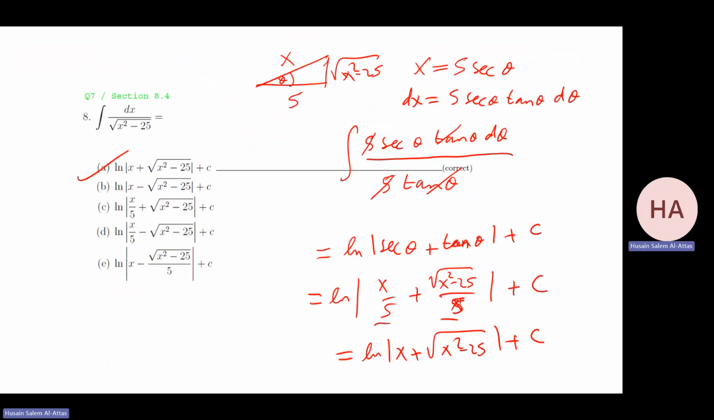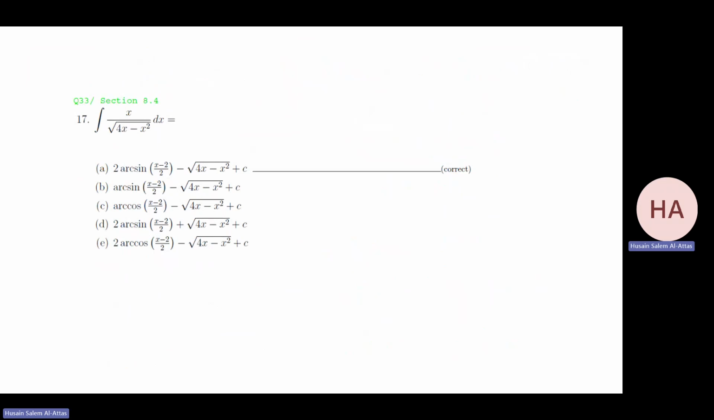Okay, still have a good number of functions. Okay, let me continue. I need to complete the square. 4x minus x squared: I take minus x squared minus 4x plus 4, plus 4, minus x minus 2 squared plus 4. So I have the substitution x minus 2, but let me rewrite the integral first: x over the square root of 4 minus x minus 2 squared dx.